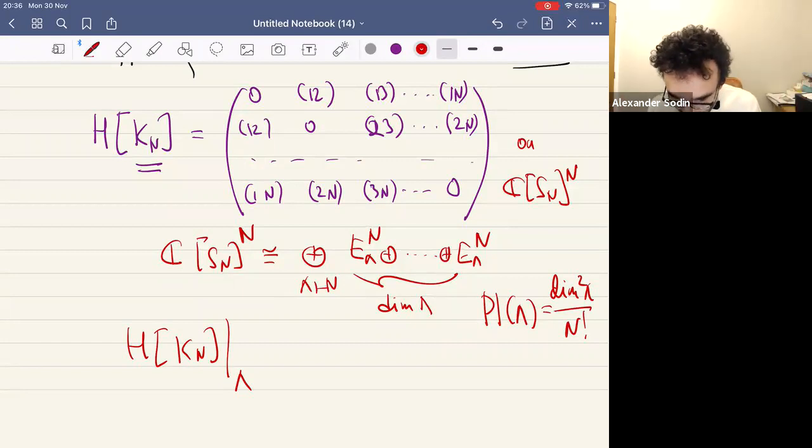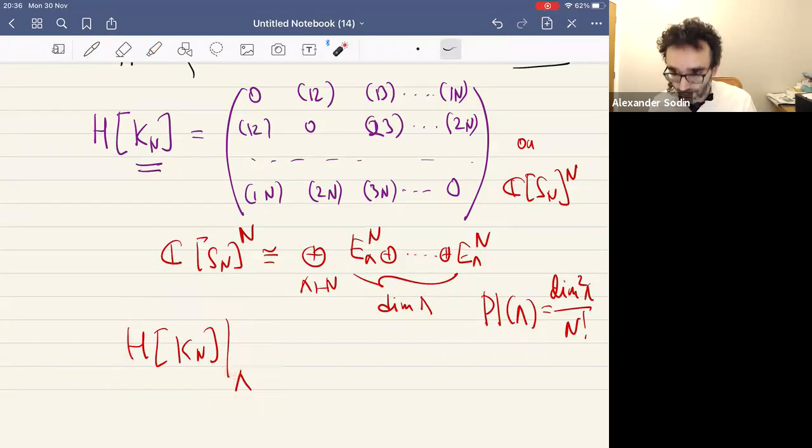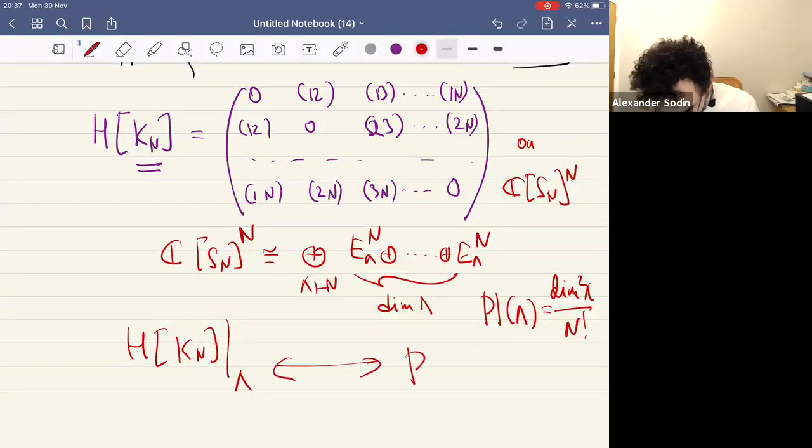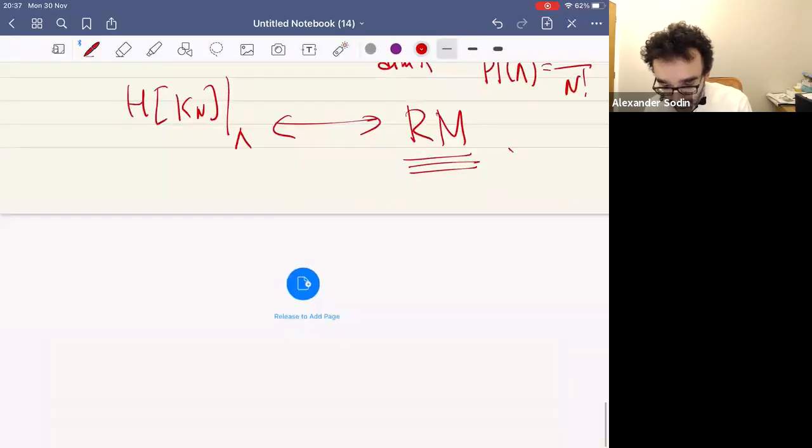What is random here? h is not random. H is this matrix, but lambda is randomly chosen according to the Plancherel measure, and so this thing should be thought of as a representation theoretic analog of a random matrix. Let me try to explain in which sense.